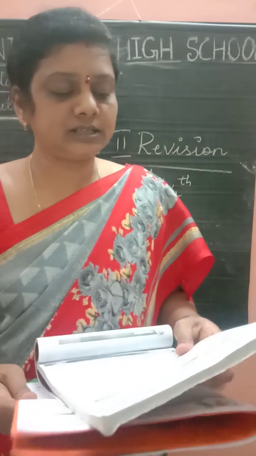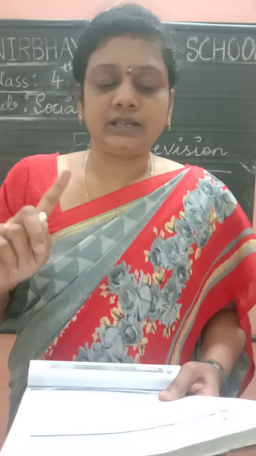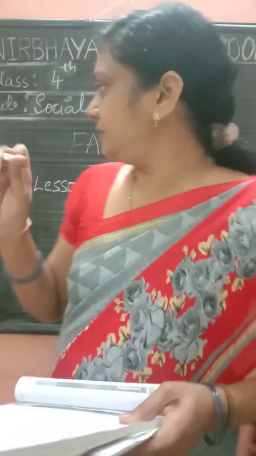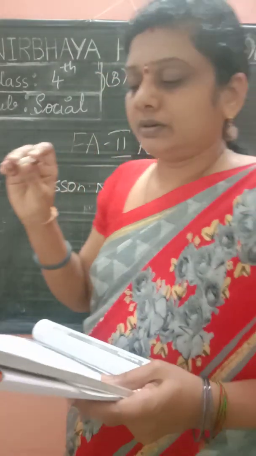The fourth one, children, take your workbooks, page number 15. Multiple choice questions. The lesson name is Understanding Rivers. What are smaller rivers which join the main river called? Four options are there. A. Distributaries. B. Tributaries. C. Sediments. D. Delta. Which one is correct in this? Option B, tributaries.